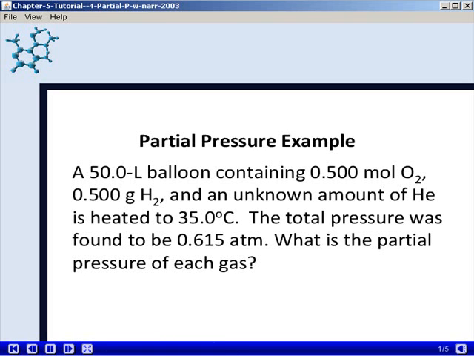This problem involves partial pressures. A 50.0 liter balloon contains 0.500 moles of oxygen gas, 0.500 grams of hydrogen gas, and an unknown amount of helium gas. This balloon is heated to 35.0 degrees Celsius, and the total pressure was found to be 0.615 atmosphere. We want to calculate the partial pressure of each gas inside this balloon.